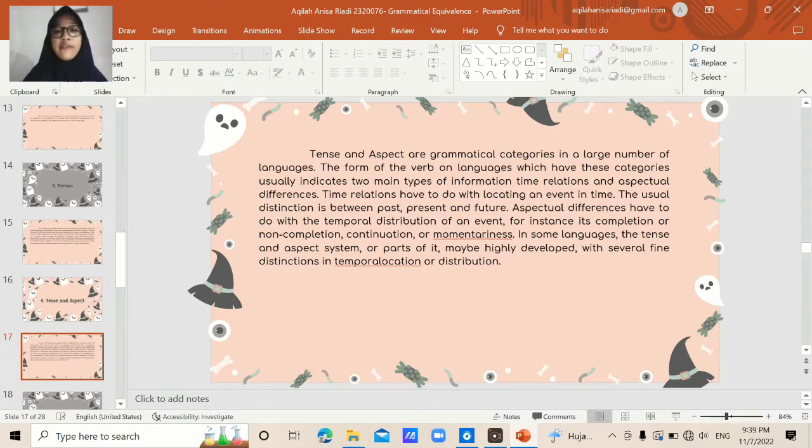Aspectual differences have to do with the temporal distribution of an event, for instance, its completion or non-completion, continuation, or momentariness. In some languages, the tense and aspect system or parts of it may be highly developed, with several fine distinctions in temporal location or distribution.